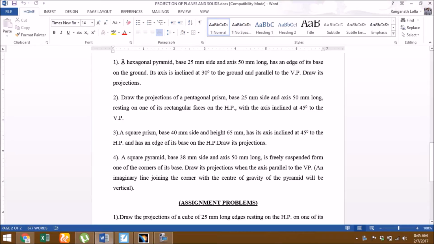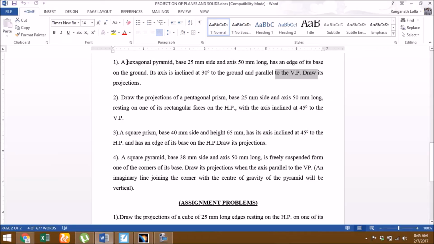We're gonna solve the first problem, which is: a hexagonal pyramid of base 25 mm and axis 50 mm long has an edge of its base on the ground. So ground is nothing but HP, that is, it is resting on the ground. Axis inclined 30 degrees to the ground, that means 30 degrees to HP, and parallel to VP. Draw its projections. That's problem number one.